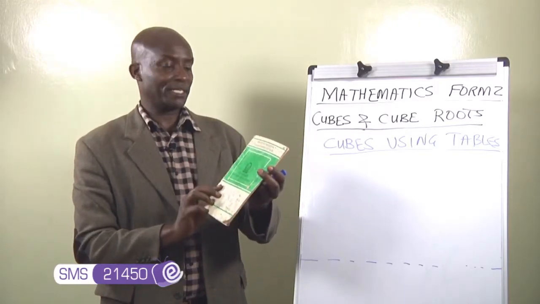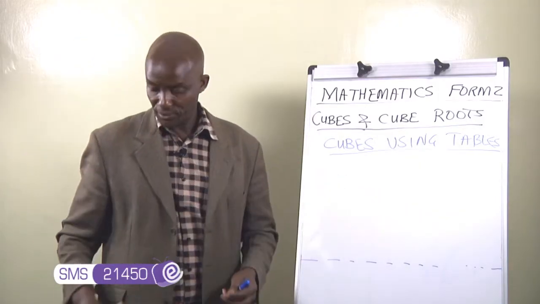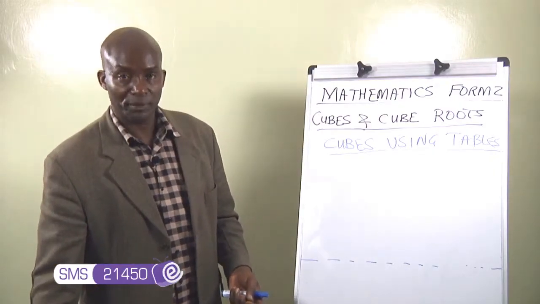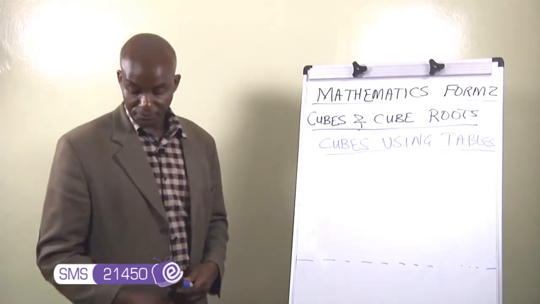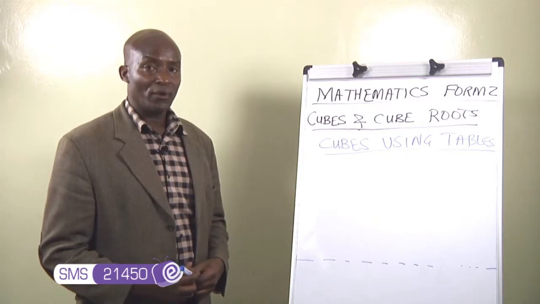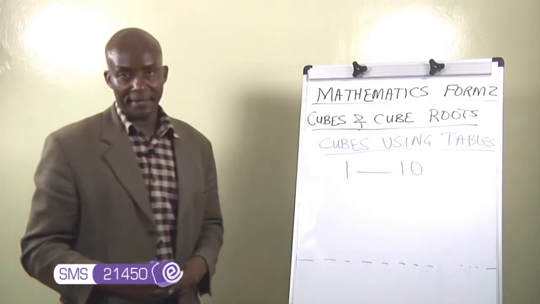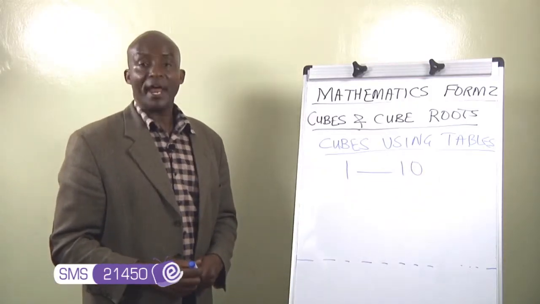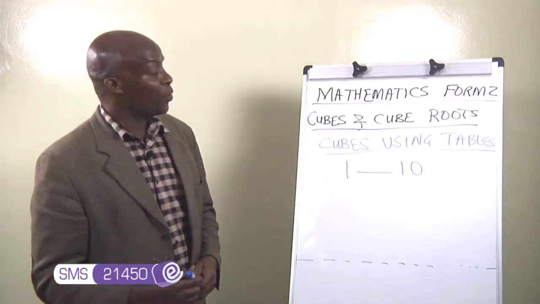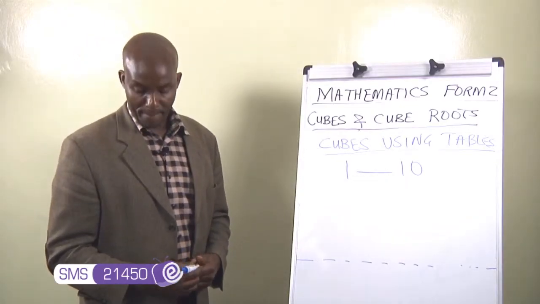We have special mathematical tables that are endorsed by the Kenya National Examinations Council. They are of different colors. You can find them in the local bookshops. Now, in that table of cubes, the tables give us the cubes of numbers between 1 and 10 only. For numbers greater than 10 or less than 1, you will have to write the number first in standard form.